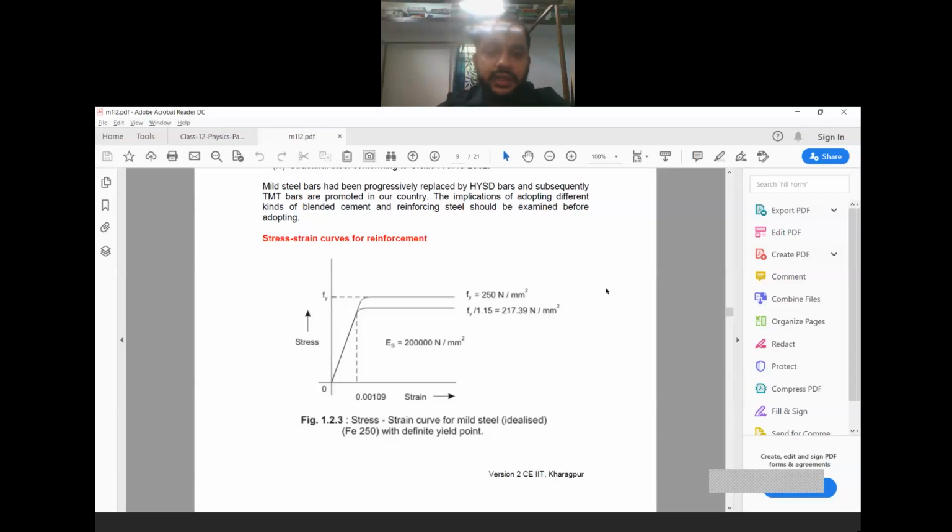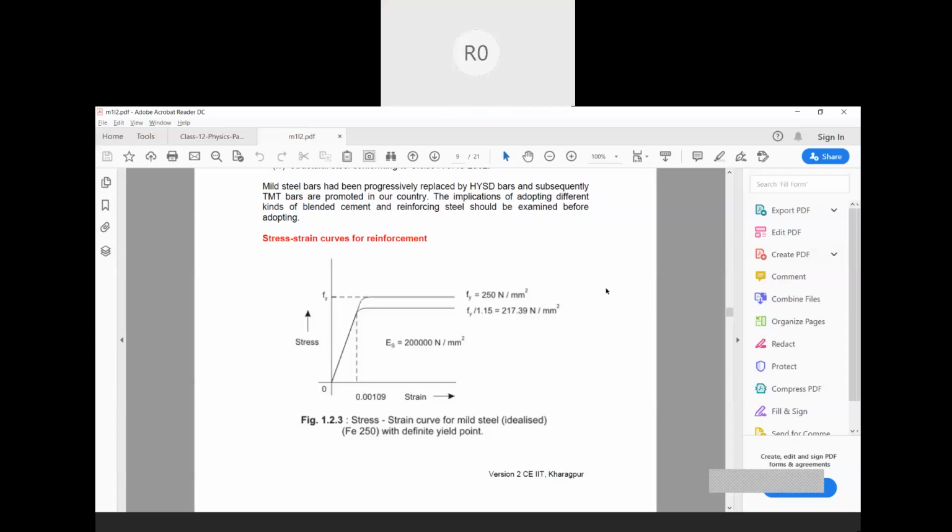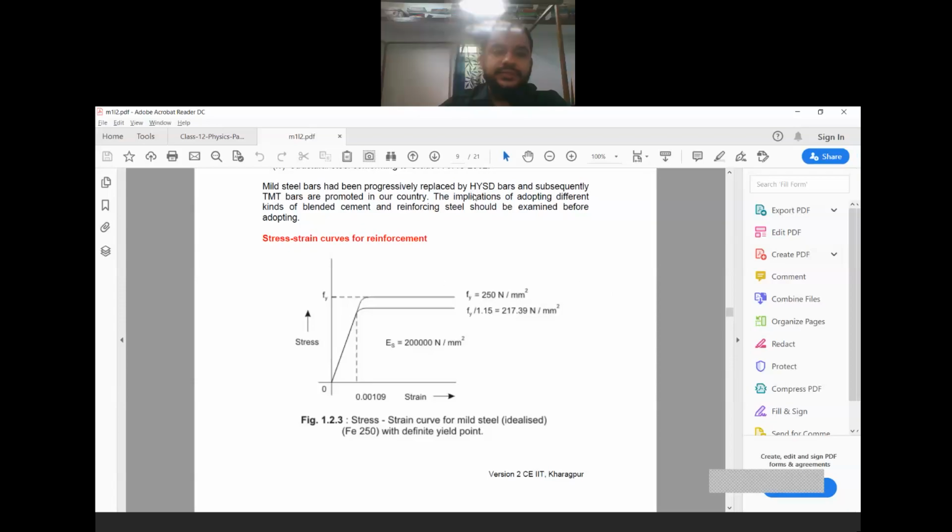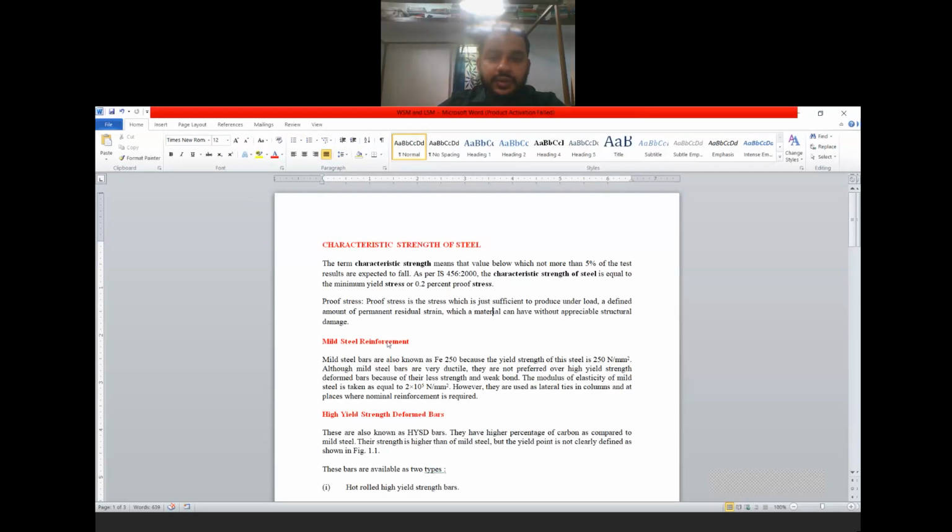No, yield. Okay, wait, I will show that. I will go to the Word file. Where is the Word file here? Okay, see here in this Word file. Can you see the Word file?